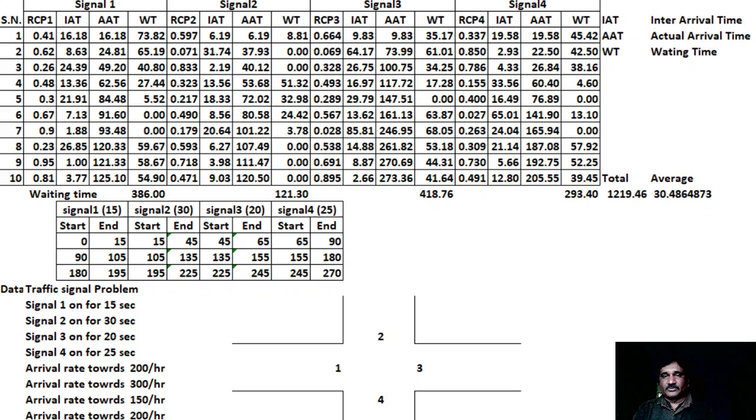So this simulation helps you find the best signal settings for which the waiting time will be minimum. For every change in signal timing, you can find the average waiting time, and whichever results in the minimum average waiting time will be the timing of the signal to be set. This way, simulation helps in optimization, right?